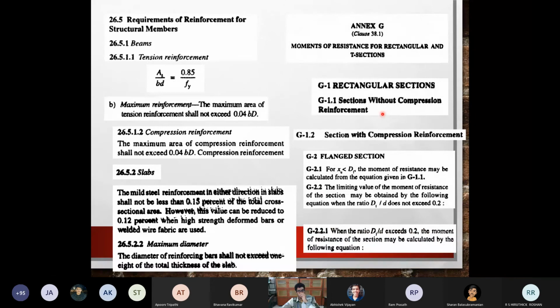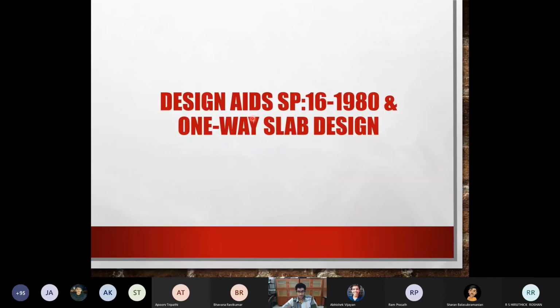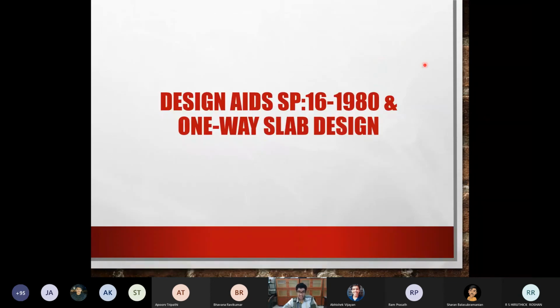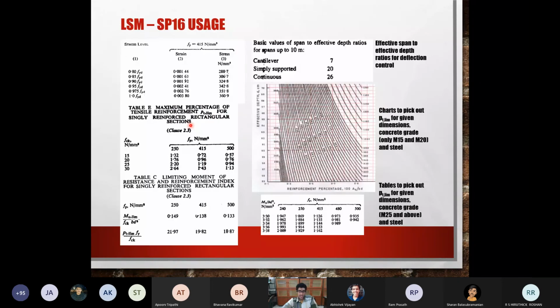And of course, finally, if you go to Annex G, you have equations which you can use. Plan section I have not taught you yet, so I'll come to that. All these equations, 0.36 fck xu b (d - 0.416 xu), will be given in this section, Annex G. So you can have a look at that section for rectangular sections as well as T sections. Okay, you can also use SP16 for doing your design.